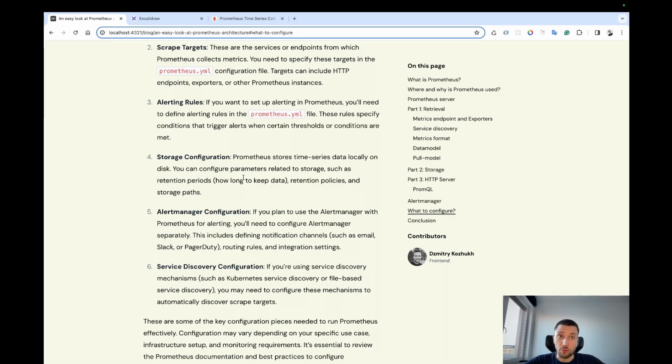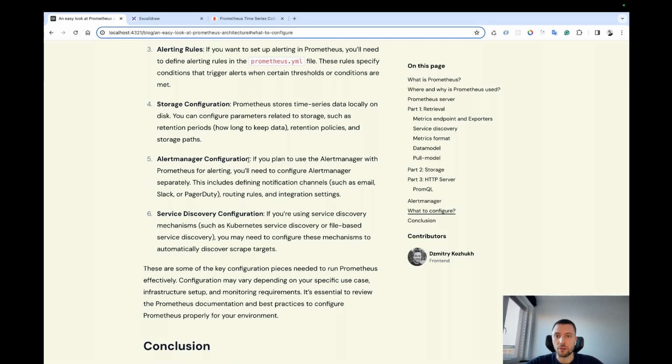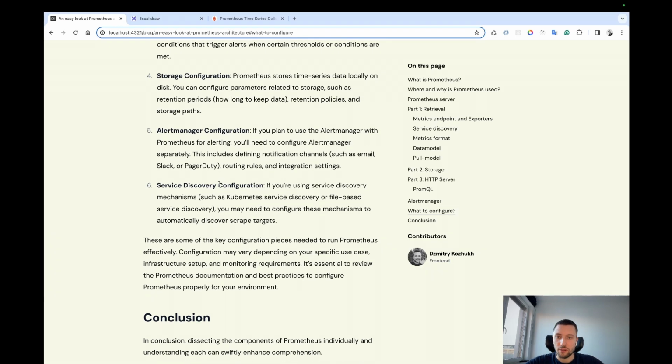How long do I want to keep my data? This is about storage configuration. And where do I need my alerts to be sent? This is about Alertmanager configuration. Do I have dynamic targets? If yes, I need to configure service discovery.